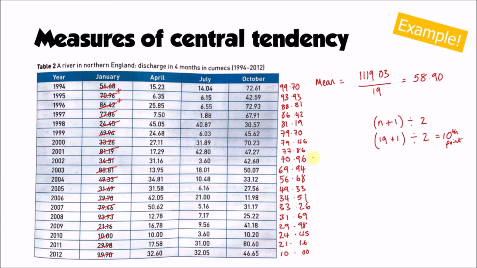Sometimes if you've got a small number of sets of data, you can simply count from either end until you find the middle point. So in this case, my 10th point is going to be here, 69.94. So in this case, the median is 69.94 cumecs. You must remember that we give our data in the same unit of measurement that it's been collected in, and it says here that that data has been measured in cumecs. So that's how we go about finding the mean and the median.